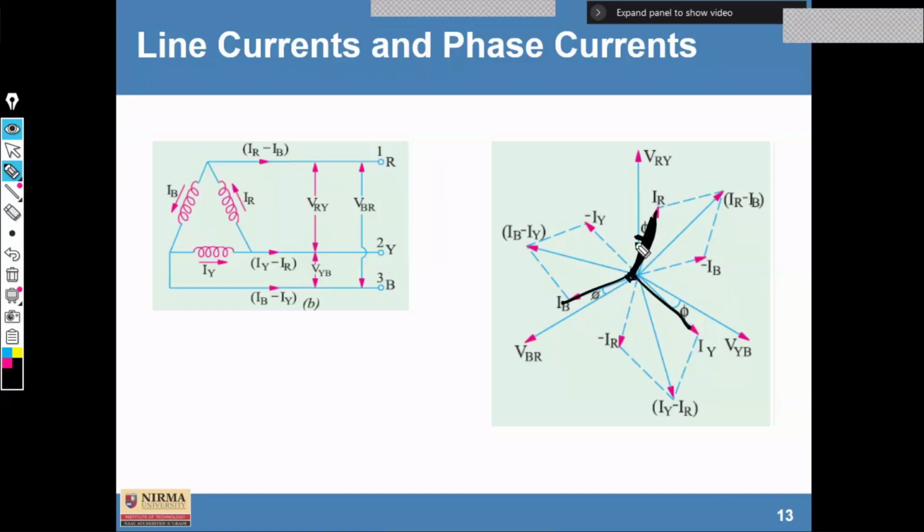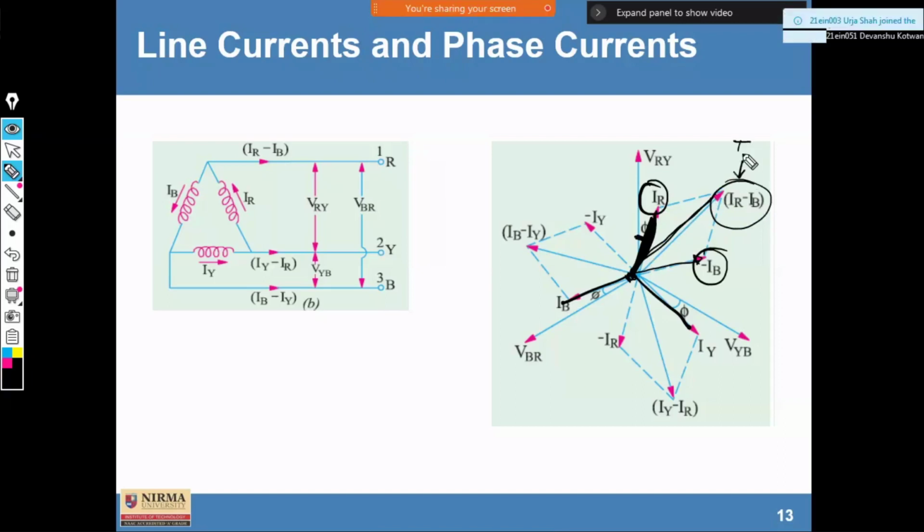In this case, we can also extend these different vectors in the opposite direction. So IB is extended, equal in magnitude and in the opposite direction, as minus IB. So minus IB plus IR is your resultant, and this resultant is your line current. The current flowing through the line is the line current. This is a phase current IR, and this is a phase current.